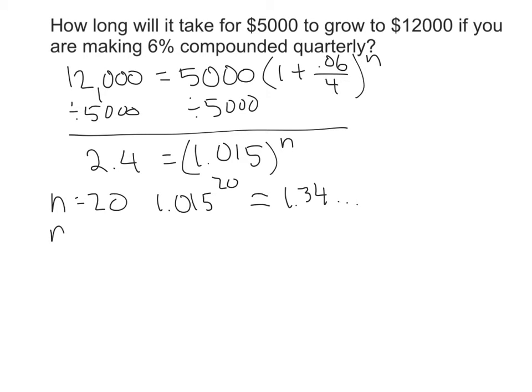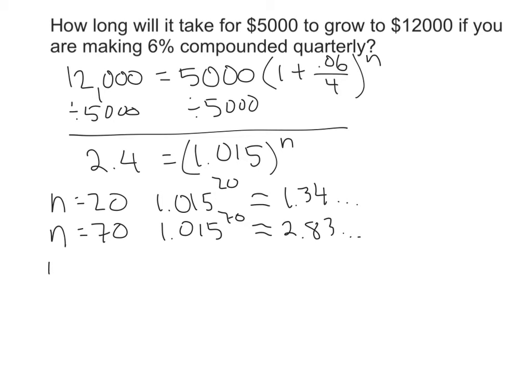So let's guess 70. It's really useful to guess too big a number to know what your upper limit is. If we do that, I've pre-calculated this one, and that winds up being about 2.83 something. So this is too big, but we now know that the number of compounding periods, or quarters in this case, is somewhere between 20 and 70.